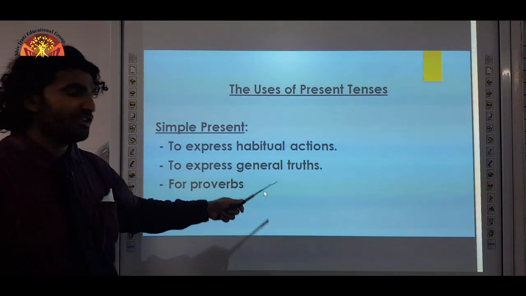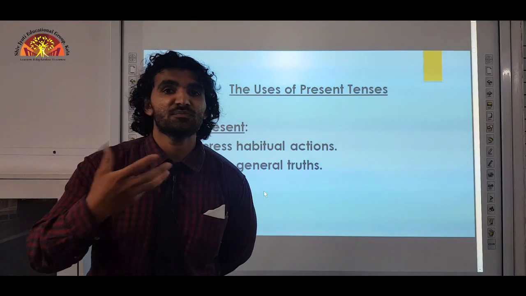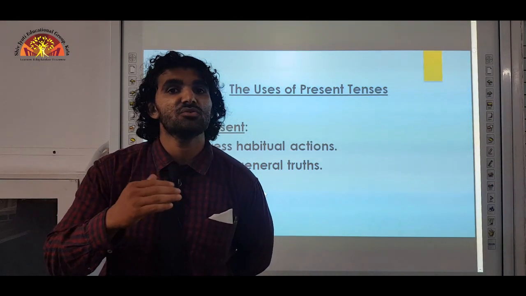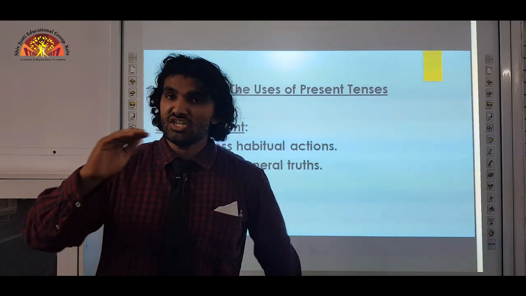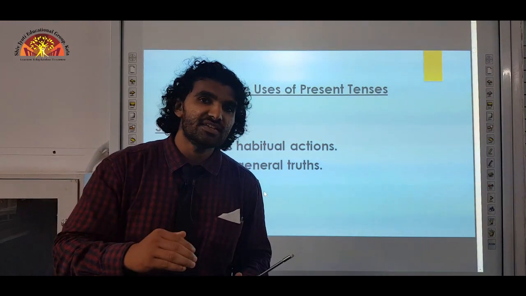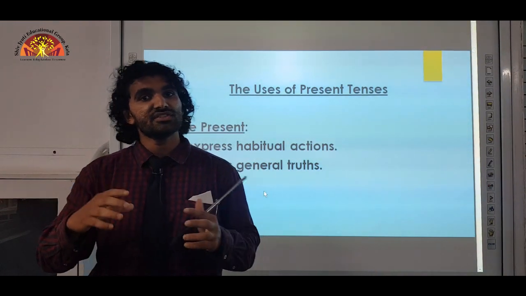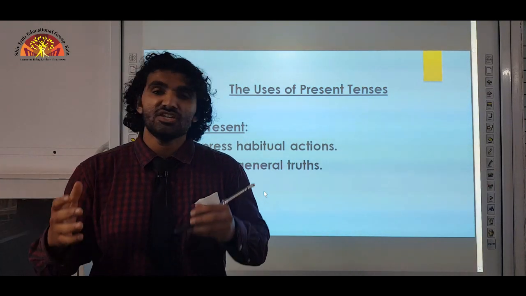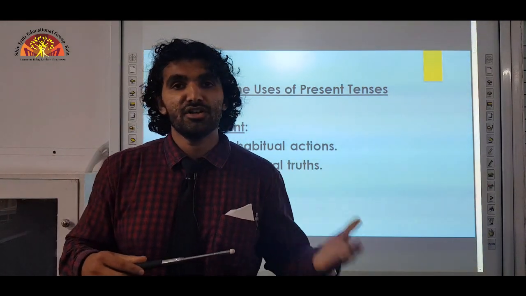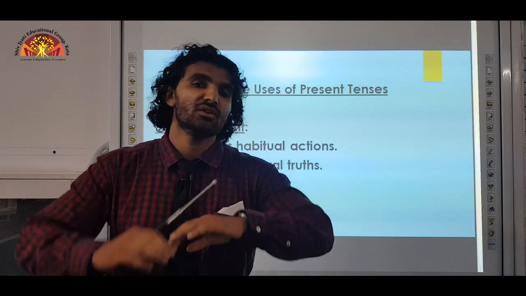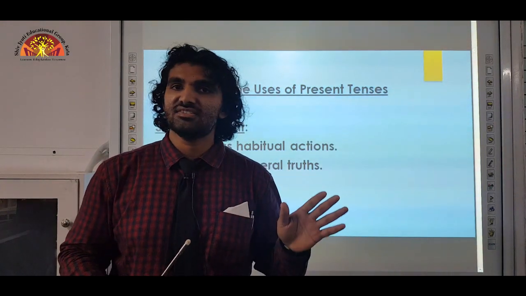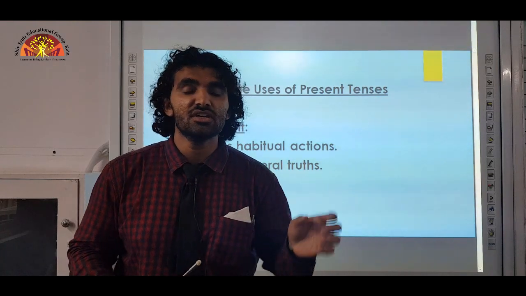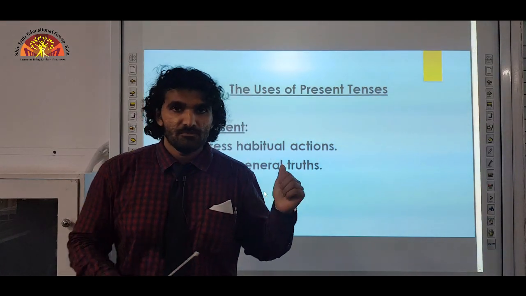To express general truths, we use simple present. The sun rises in the east. Here the verb rises is in simple present form. The sun rises in the east. It's a general truth. It's something everybody knows about. You know it, I know it, the world, everybody knows about it. The sun rises in the east, sun sets in the west. Here we will always use simple present tense.